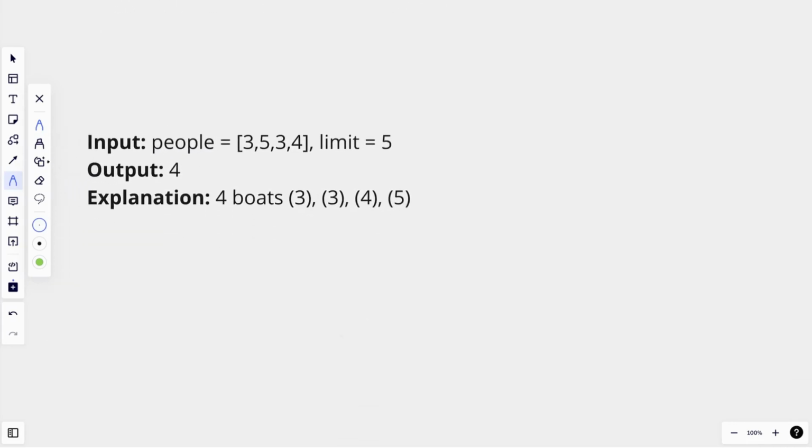And in the third test case, the limit is 3 and the people array is 3, 5, 3, 4. So 3 cannot be paired with anyone because it can only be paired with a weight less than or equal to 2, but there is no 2 or lesser value, so 3 will be alone. Similarly, 5 will be alone because no value will make a pair with sum less than or equal to limit, and this 3 also and this 4 also. So these 4 people will sit individually in boats, so a total of 4 boats are required.